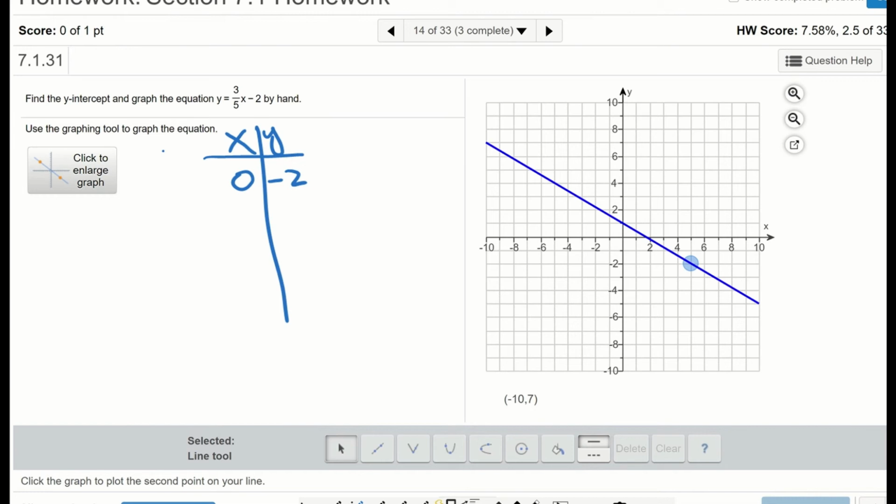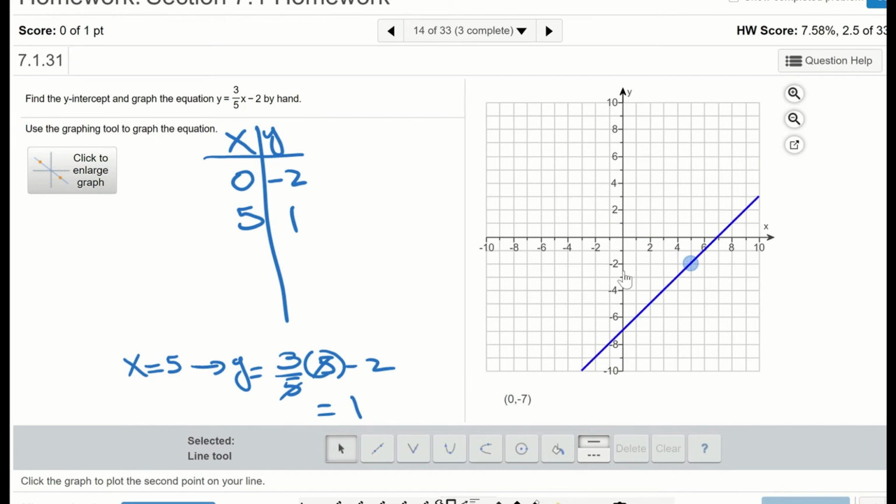So we have if x equals 5, that implies y equals 3/5 times 5 minus 2. These cancel out, so we get 1. Like so. So now we're going to plug those ordered pairs. So I don't know what this thing is doing up here. So I clicked something. Let me clear that.